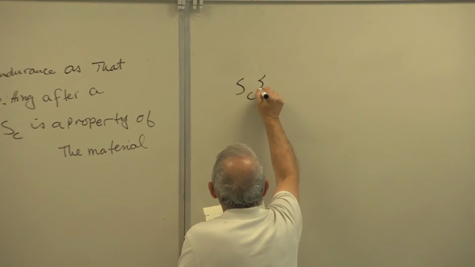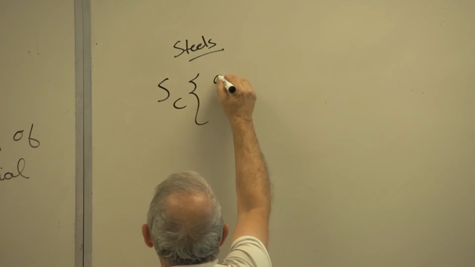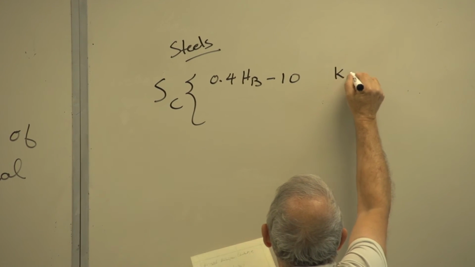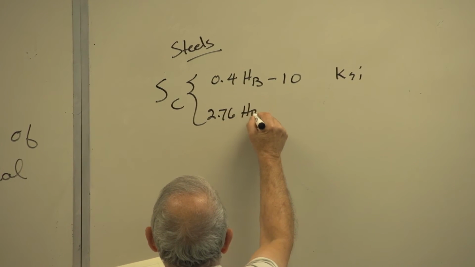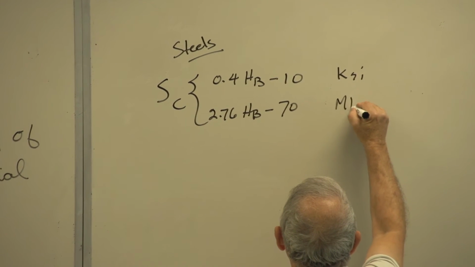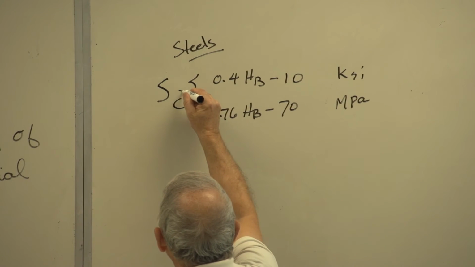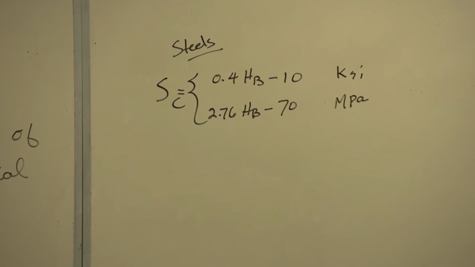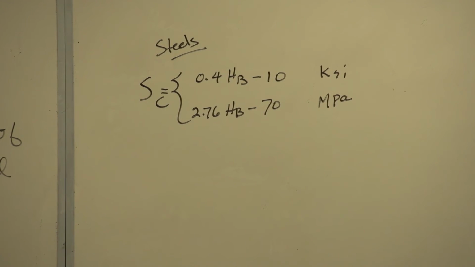SC, this is for steels. SC equals 0.4 HB minus 10 KSI, or 2.76 HB minus 70 MPa. In this equation, SC is the surface strength, HB is the Brinell hardness for the material.